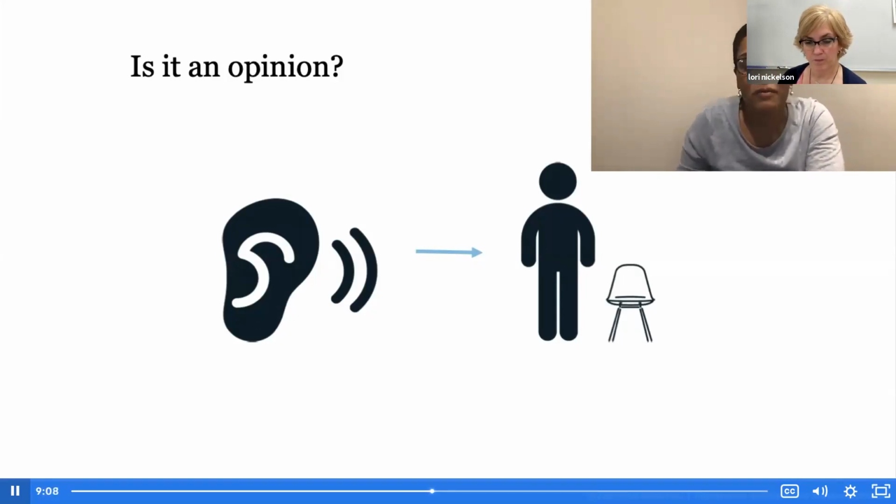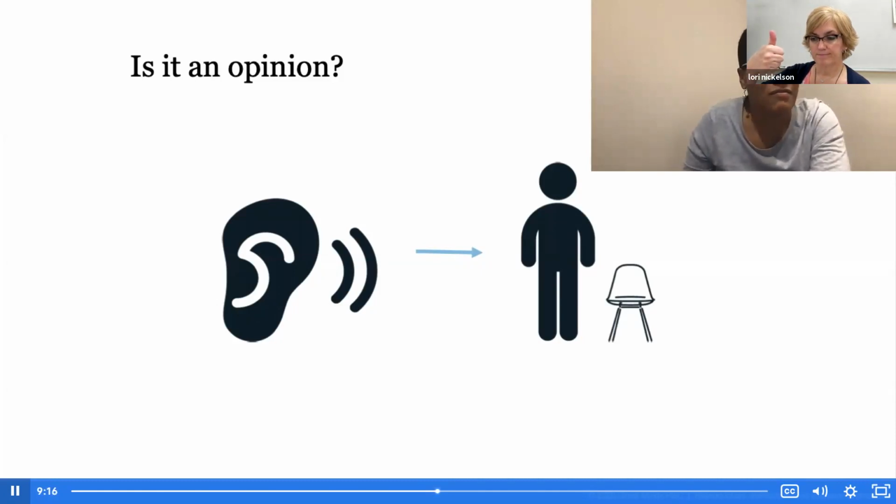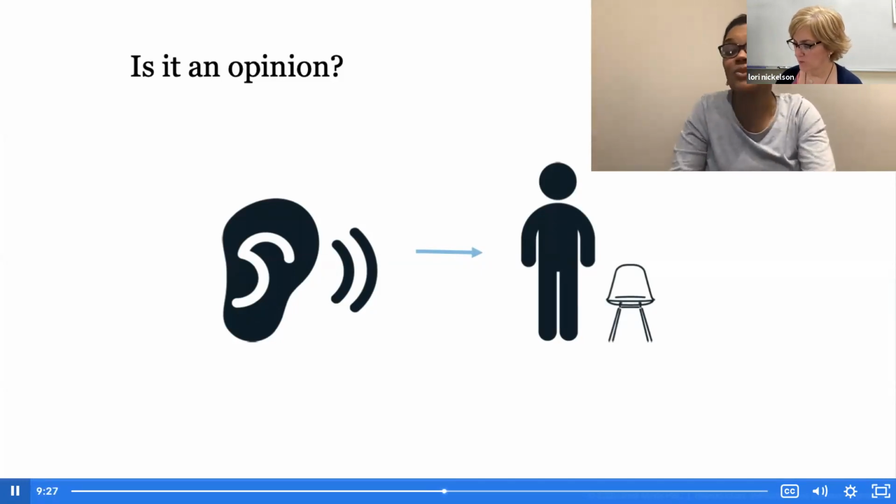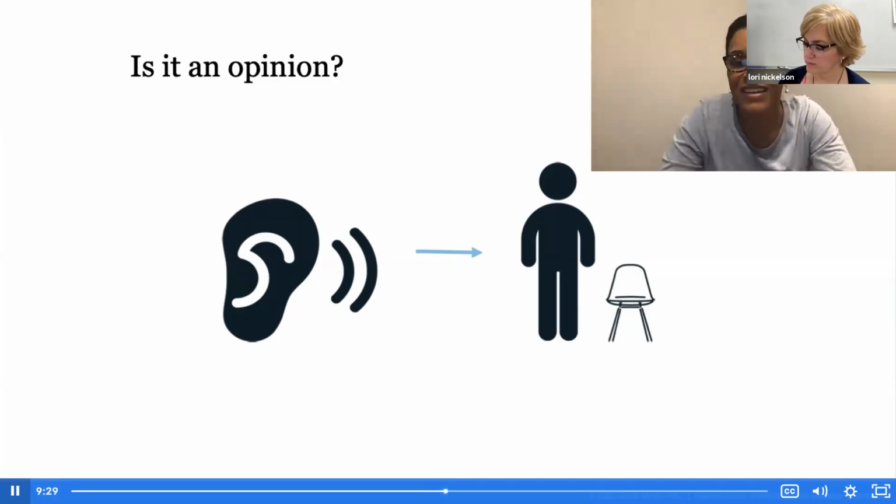Let's try one more. Jumping rope is the most fun thing to do at recess. Is that an opinion? What do you think? I bet you put your thumb up because jumping rope is the most fun thing to do is what someone thinks or feels about something.